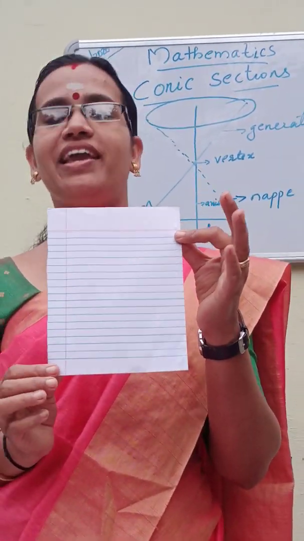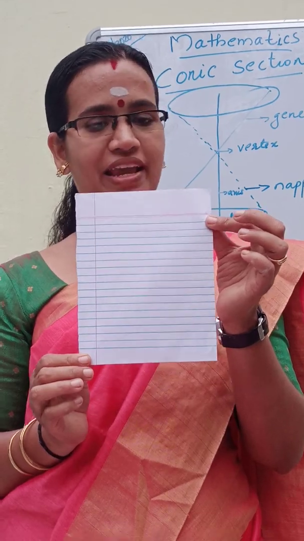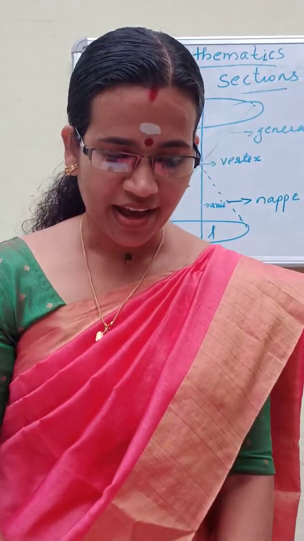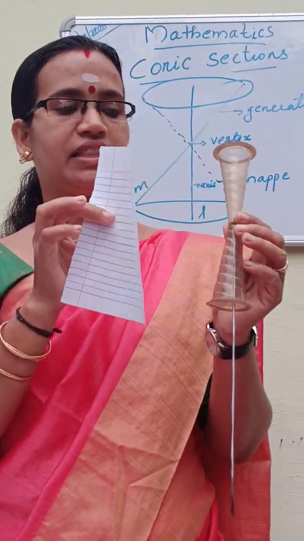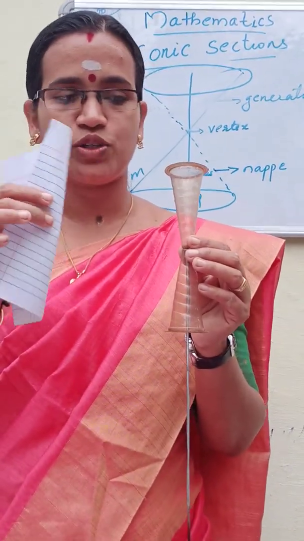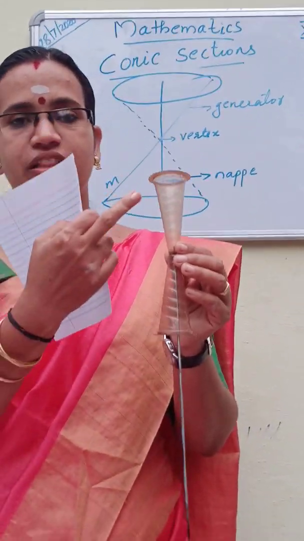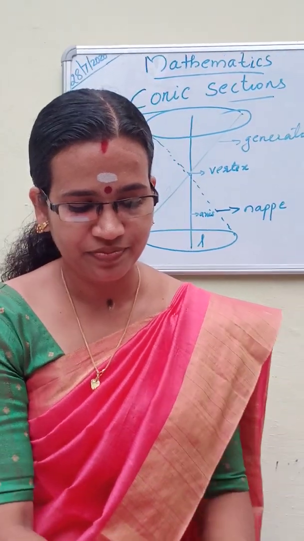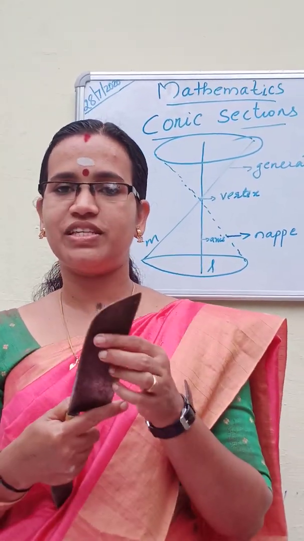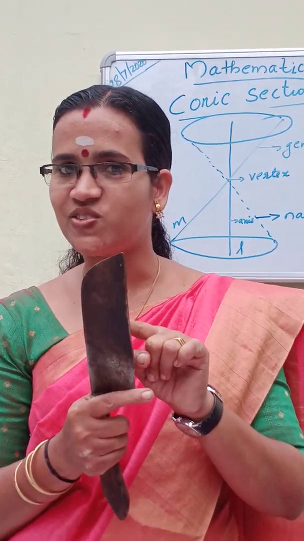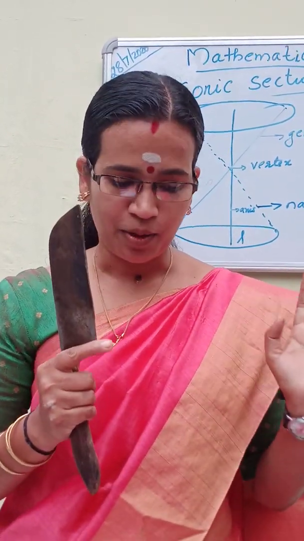So it is a plane, right? Paper is a plane. Then I am going to intersect the plane with the surface, that is the double napped cone. For that, I am taking this knife. Consider this knife as a plane.